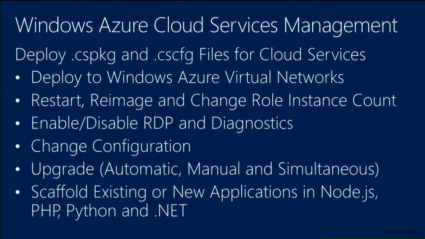So here's some of the things you can do with cloud services in Windows Azure PowerShell. Obviously, you can deploy your CS package and your service config files. You don't have to go through Visual Studio. You don't have to upload them to the portal. You can literally have 3 lines of code and upload and create your service. You can deploy to Windows Azure Virtual Networks. You can do that with a portal too, but you can also do it with PowerShell. You can restart, reimage. You can change the role instance count all from a command line, which is kind of cool. You can now disable and enable RDP and diagnostics on the fly.